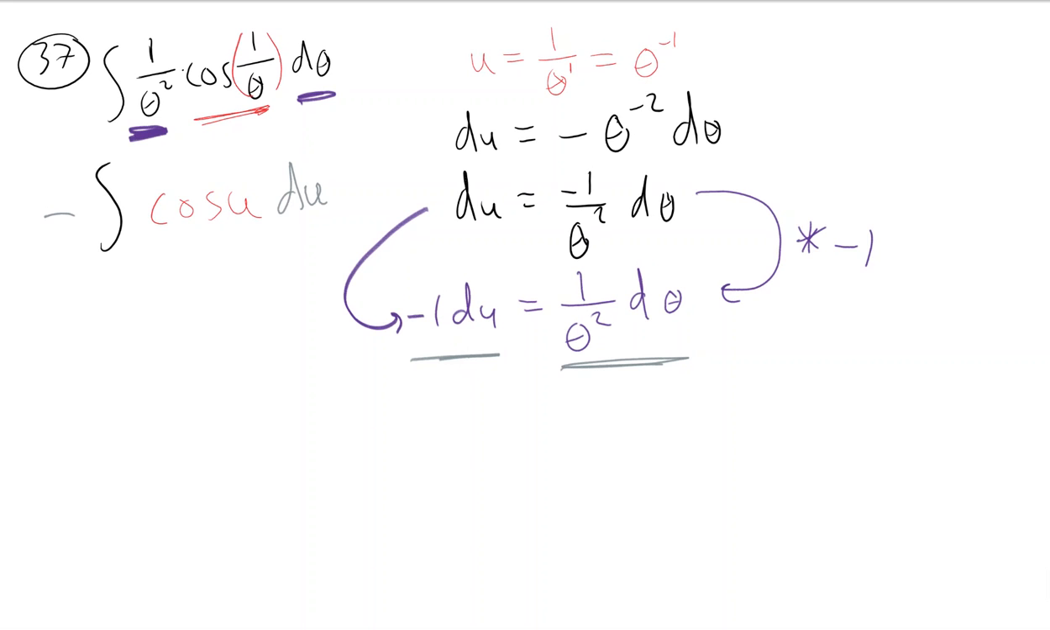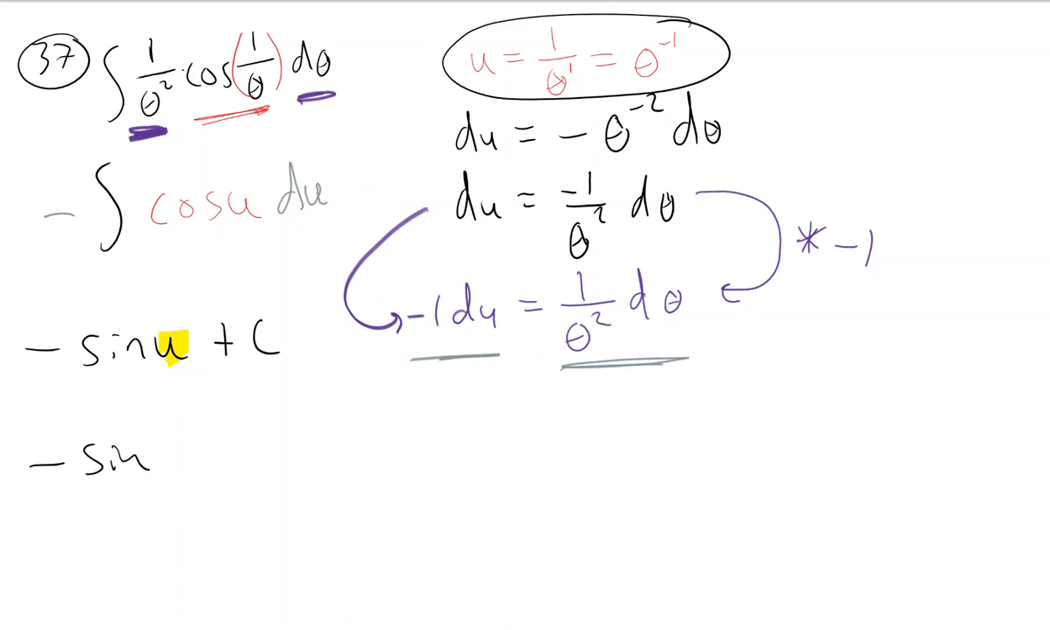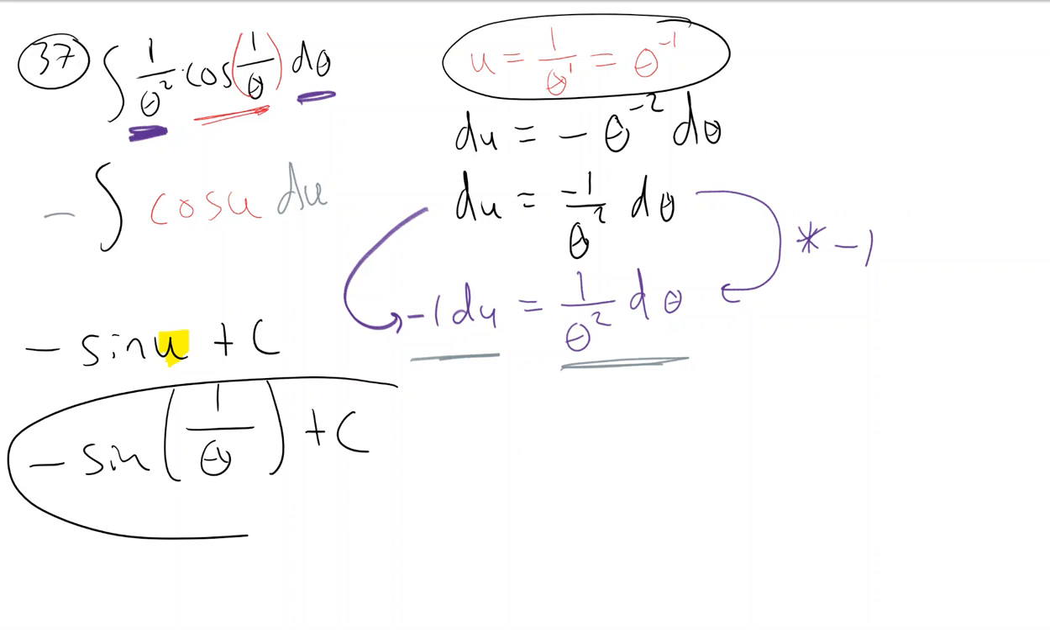Okay, and then that should be the harder parts for you. After this, the thing that you can take the derivative of to get cosine would be sine. Don't leave u's in your answer, so use this guy up here. Plug u back in, and then that should be your answer.